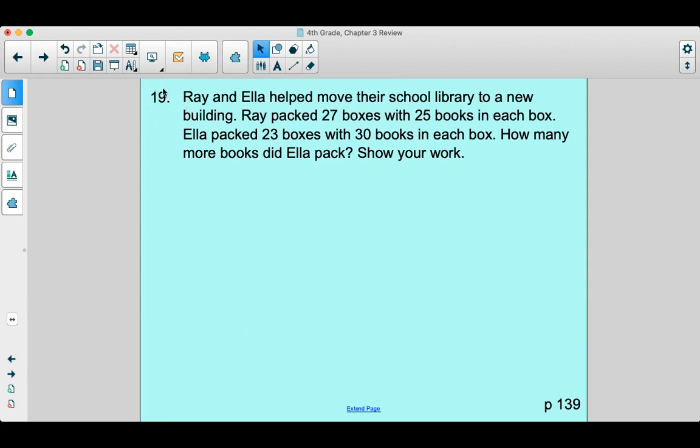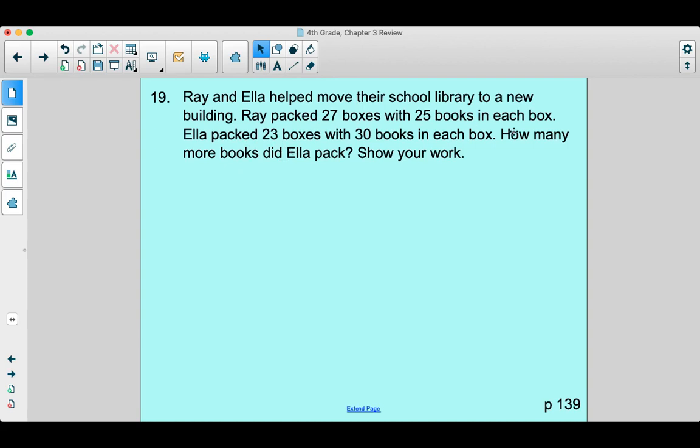All right, so we've got number 19. Ray and Ella helped move their school library to a new building. Okay, we can probably imagine that because we did pack up our schools. Ray packed 27 boxes with 25 books in each box. All right, go Ray. And Ella packed 23 boxes with 30 books in each box. How many more books did Ella pack?